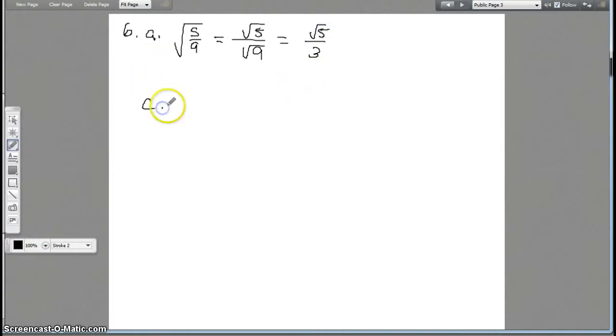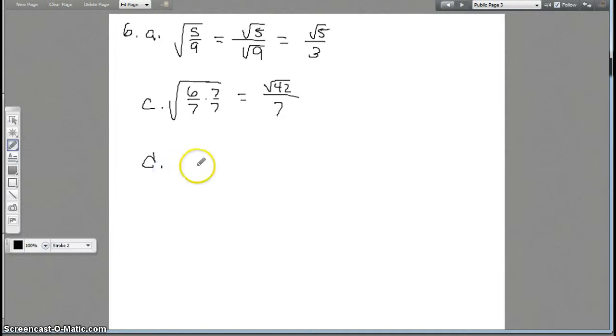Okay, part C. We have the square root of 6/7. Okay, 7 is not a square number. The smallest thing we can multiply by 7 to still make a square number is 7. So I'm going to multiply this by 7 over 7 inside of the square root. And that's going to give me the square root of 42 over 7, because the square root of 7 times 7 is 7.